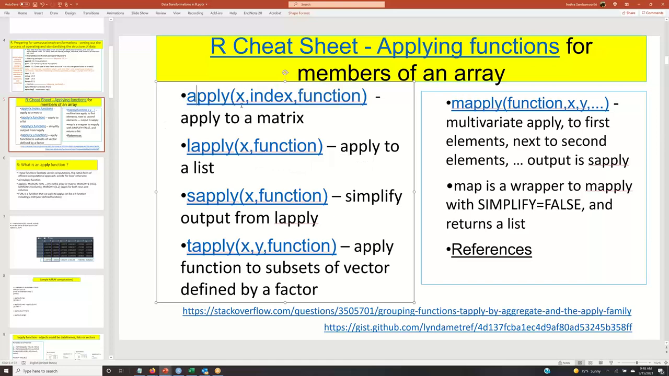If it is an array, you use apply. If it is a list, you say lapply. If it is a list, the output is simplified into what is called an atomic vector, then you say sapply. It is the same thing as lapply, but the output becomes a simplified atomic vector. And tapply refers to applying a function to subsets of vectors defined by y here.